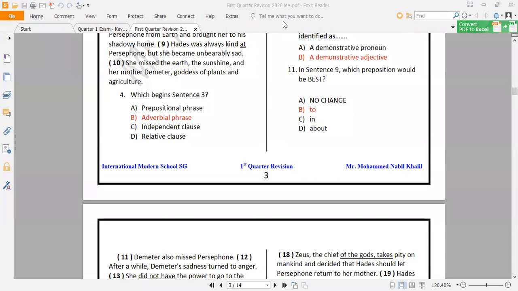Sir, where can I find the model answer of the revision sheet? It's uploaded to your LMS under a folder called answer key to the revision sheet. I uploaded it yesterday.